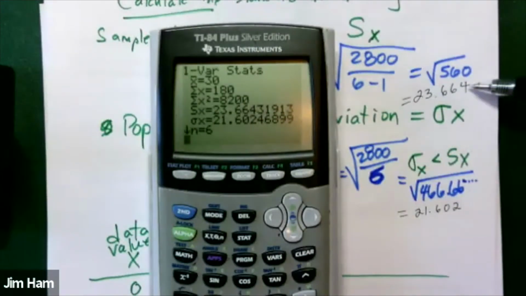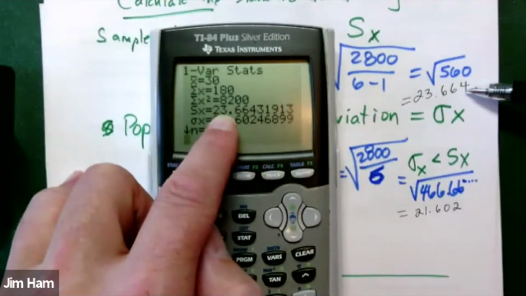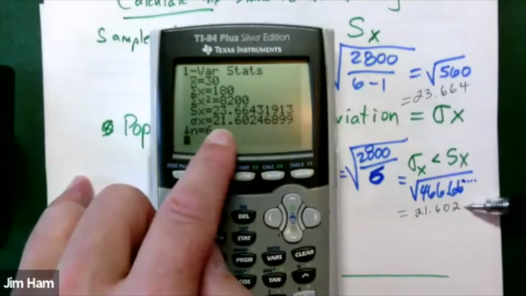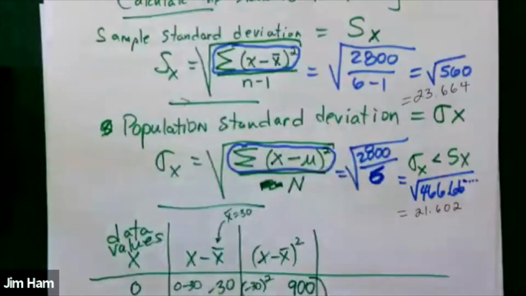SX is 23.664, correct perfectly to 3 decimal places. And the population standard deviation, 21.602, again, perfect. So the calculator takes 30 seconds. The paper and pencil approach takes 20 minutes. This is what you'll find typically in here.